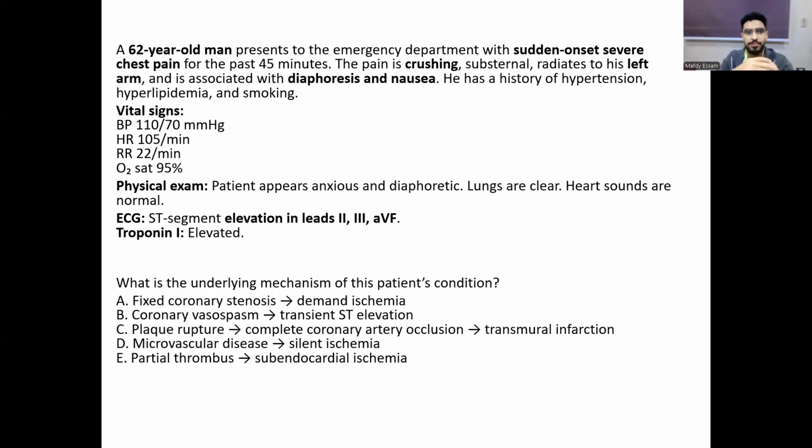This is a case. A 62-year-old man presents to the emergency department with sudden onset severe chest pain for the past 45 minutes. The pain is crushing, substernal, radiates to his left arm, and is associated with diaphoresis and nausea. He has a history of hypertension, hyperlipidemia, and smoking. Vitals are: blood pressure 110/70, heart rate 105, respiratory rate 22, oxygen saturation is 95. Patient appears anxious and diaphoretic, lungs are clear, heart sounds are normal, ST segment elevation in leads 2, 3, and AVF. Troponin I is elevated.